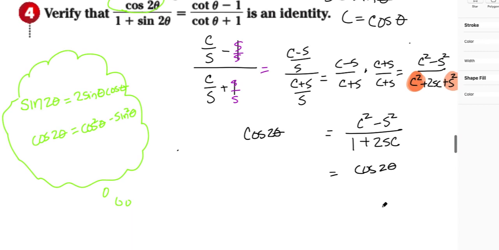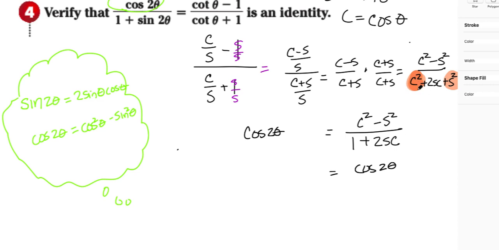And down in the denominator, we already brought the C squared and the S squared together to get 1. I've got 1 plus 2 sine cosine. So this is 2 sine cosine, and that is sine of 2 theta. So that is 1 plus sine of 2 theta. Isn't it beautiful when it all works out?